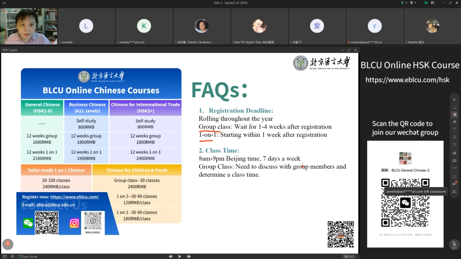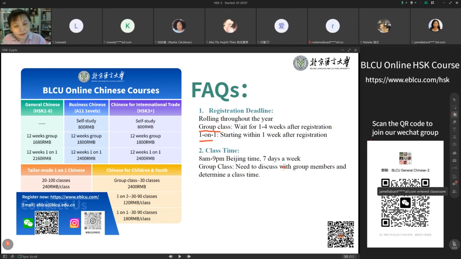So like different shifts of teachers, you need to let us know what time is usually good for you. And we will arrange a teacher for you according to your schedule. But for group class, we need to discuss a little within the group and find out the time that works for everybody in this group. And then we fix the class time and start the course. And the classes in the 12 weeks will be on the same day, same time.